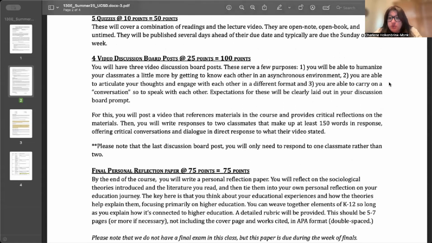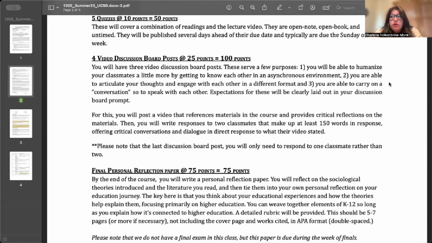First off, it's really important because you can humanize each other a lot more, right? Instead of seeing a name and then responding, and all it is is a name. Names are important, don't get me wrong, but oftentimes we feel very disconnected. You will be able to see each other and get to know each other in a different capacity. You also are able to articulate your thoughts a little differently and then carry on a conversation, so to speak.